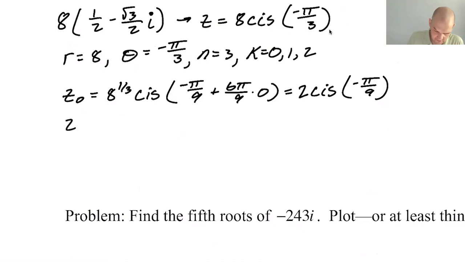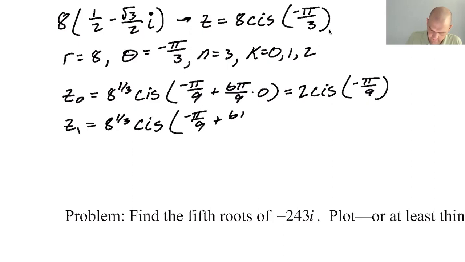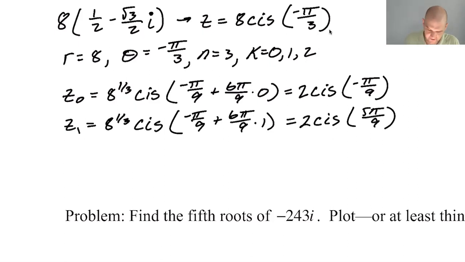So let's find z1, which is when k is equal to 1. It's again 8 to the 1/3 cis negative pi over 9 plus 6 pi over 9 times 1. So that's going to be 2 cis negative pi over 9 plus 6 pi over 9, which is 5 pi over 9. Every time I'm going to be adding that 6 pi over 9.